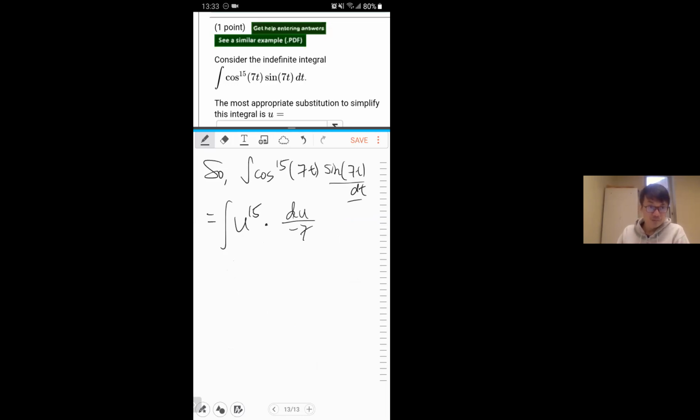Now, does this seem like something you can do? Okay, I'm not getting much response today, but I'll let you figure out how to continue this. I'll let you figure out if this is the correct way or not.